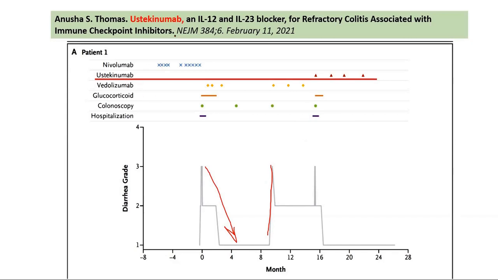ustekinumab, which is Stelara. I mean, some tongue twisting problems. So we're using a different biological agent. This is for IO inhibitor colitis, and it works great in this particular patient. So you always need to have a couple of tricks up your sleeves. One thing fails, you have another one to go to. So if Entyvio fails, you can try Stelara.